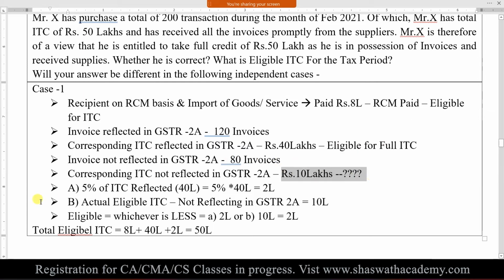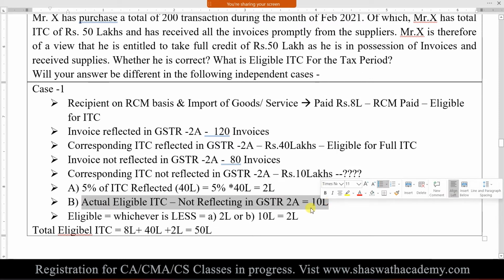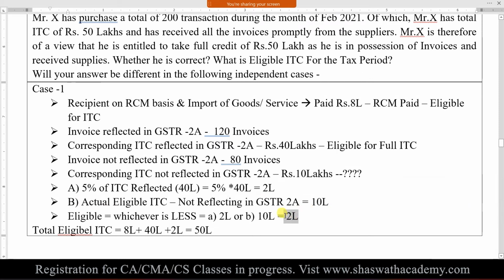So, how much do I have to work? 5% of 40 lakhs, which works out to 2 lakh, or actual ITC not reflecting 10 lakh, whichever is less. 2 lakhs is less. Therefore, I am entitled for 8 lakh plus 40 lakhs plus 2 lakh. I am entitled for only 50 lakhs. Guys, are you all with me?